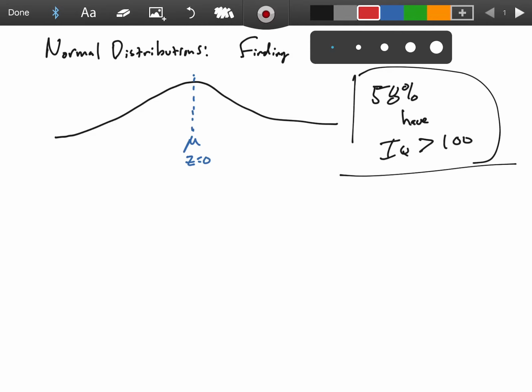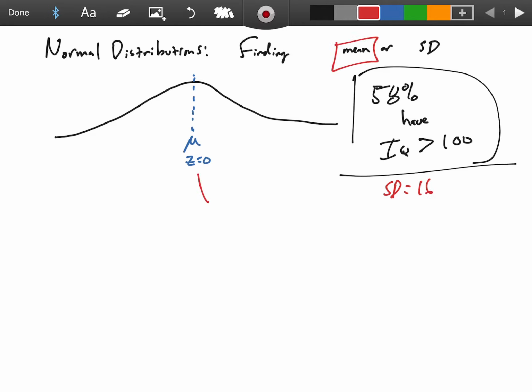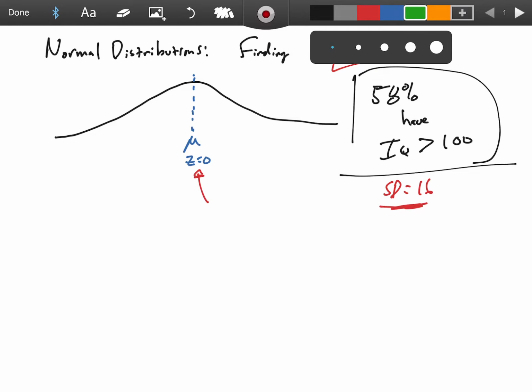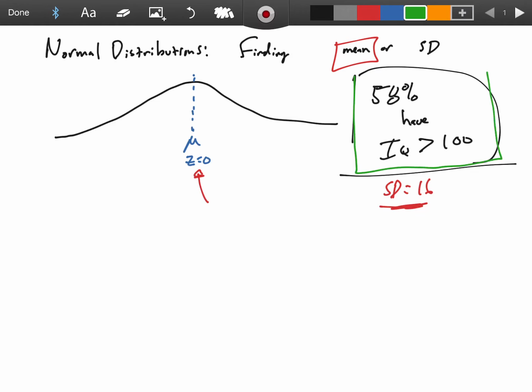Oh, and then we need to know one other piece of information. Let's say that we know that the standard deviation is 16, okay? And so that means we're going to be finding the mean. We want to know what value is sitting right here. If they had told us the mean instead of the standard deviation, then we'd be finding the standard deviation, right? So they have to give us one piece of information so that we can find the other. But the one thing that's always going to be the same is this first part. They're always going to tell us a certain percentage of the population.